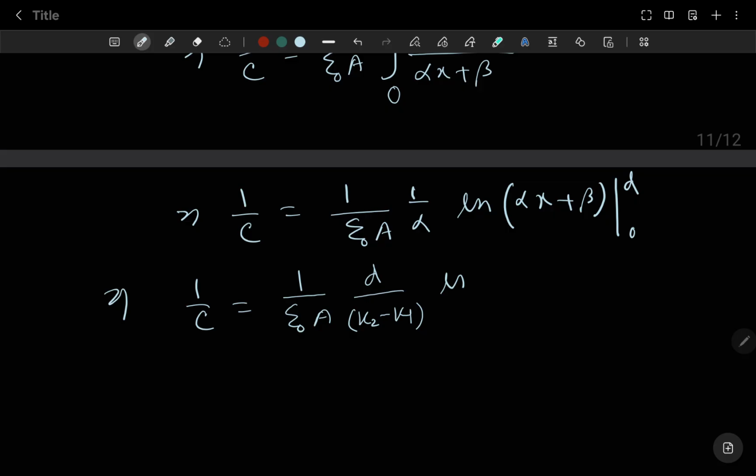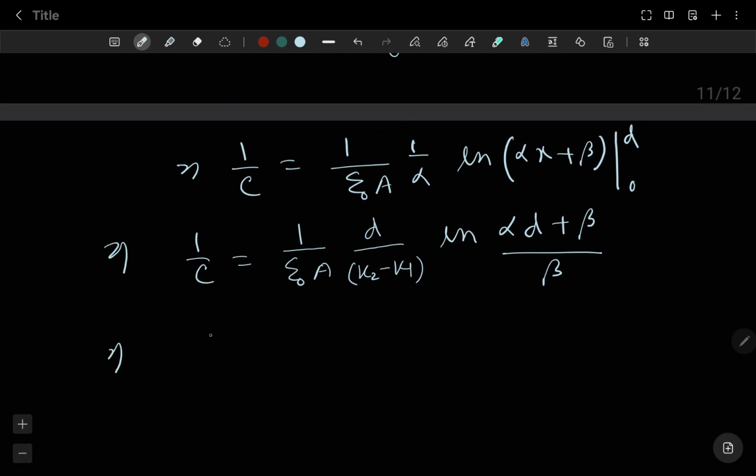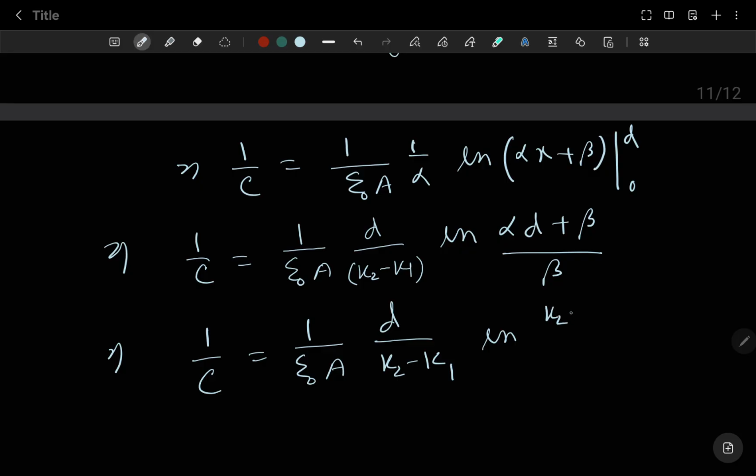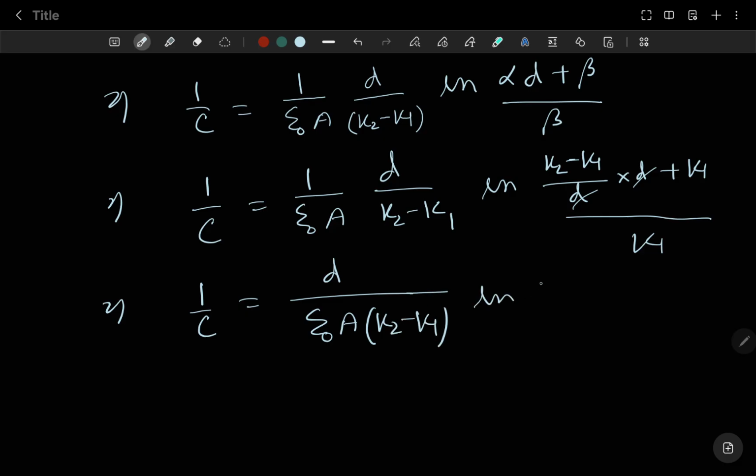Okay, and log (alpha d plus beta) by beta, it is x equals 0. Now what is alpha d plus beta? It is k2, right? This is k2. You can do it like this, (k2 minus k1) by d into t plus k1 by k1. So d and d gone, so minus k1 plus k1 gone, so it is k2 and this is k1. So d by epsilon naught A (k2 minus k1) log k2 by k1.